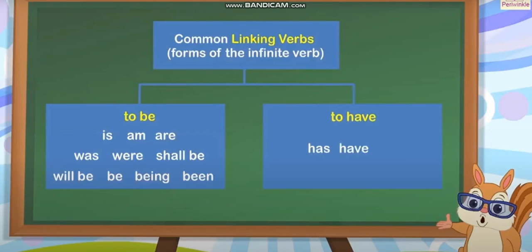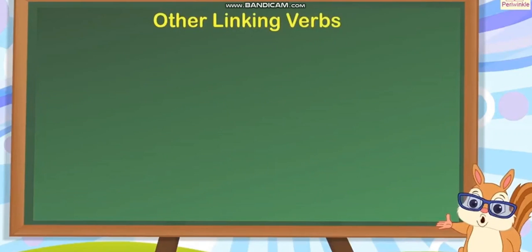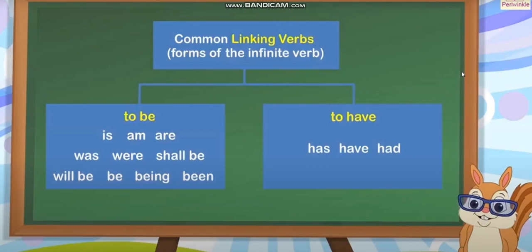Linking verbs are basically your helping verbs. Like we have already learned, helping verbs are is, am, are, was, were, shall, be, being, been, has, have. All these are helping verbs. And had. Other linking verbs, had. Watch it carefully, students. Is, am, are, was, were, shall be, being, been, has, have, had.